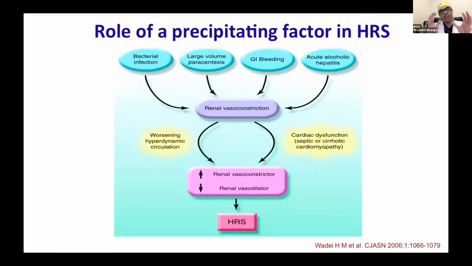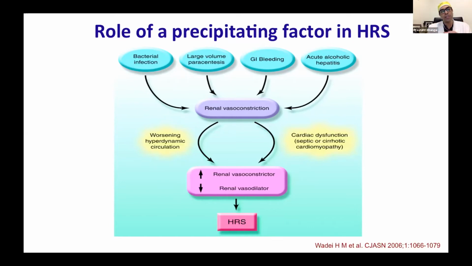Now, when we think of dealing with or managing hepatorenal syndrome prior to transplant, we need to know the role of precipitating factors. Usually there's always a bacterial infection, a large volume paracentesis, a GI bleed, or acute alcoholic hepatitis, which become the tipping points for a patient going into renal dysfunction.